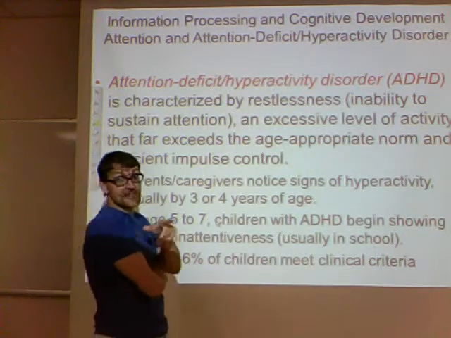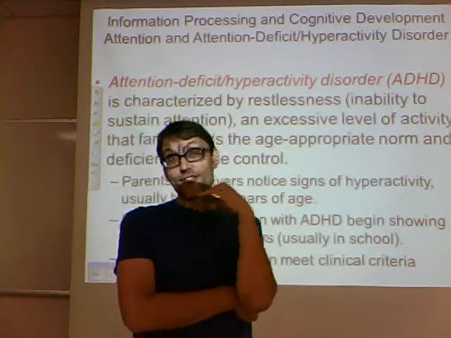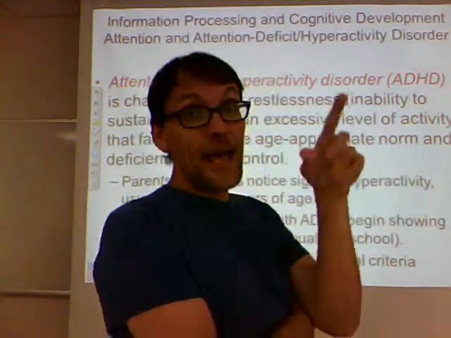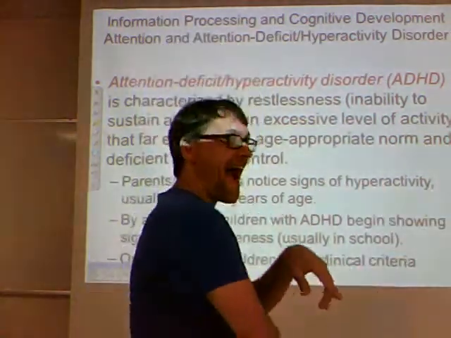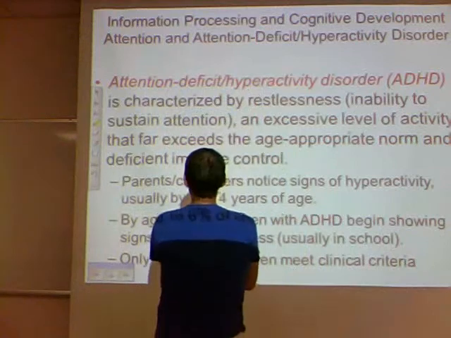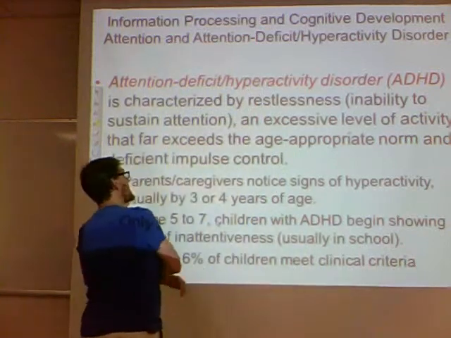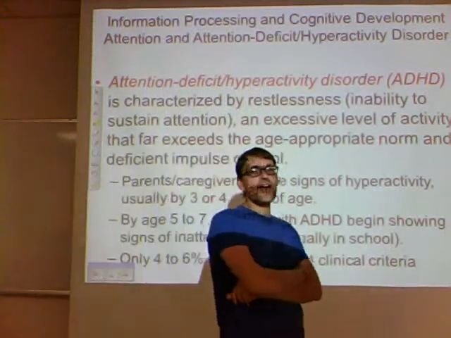and then of course the controversy gets stronger, by the way, when the teachers go to the parents of these kids and say, put your kids on meds or get them out of our school. Yeah, that's controversy. All right, parents tend to notice signs of hyperactivity at 3 or 4 years of age.